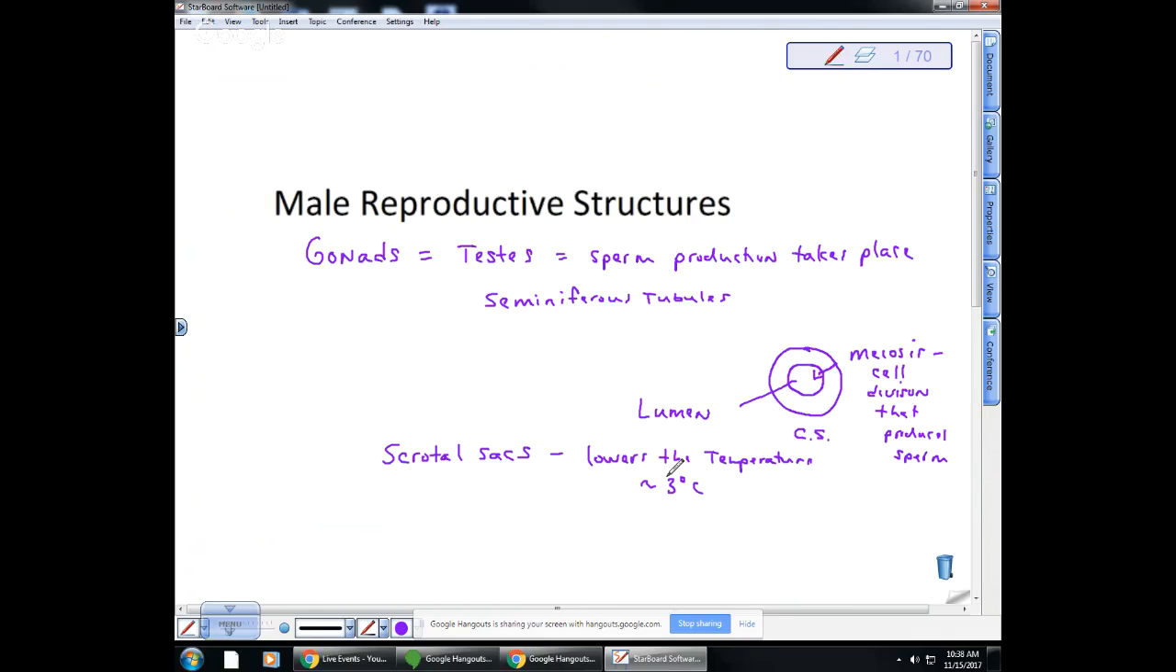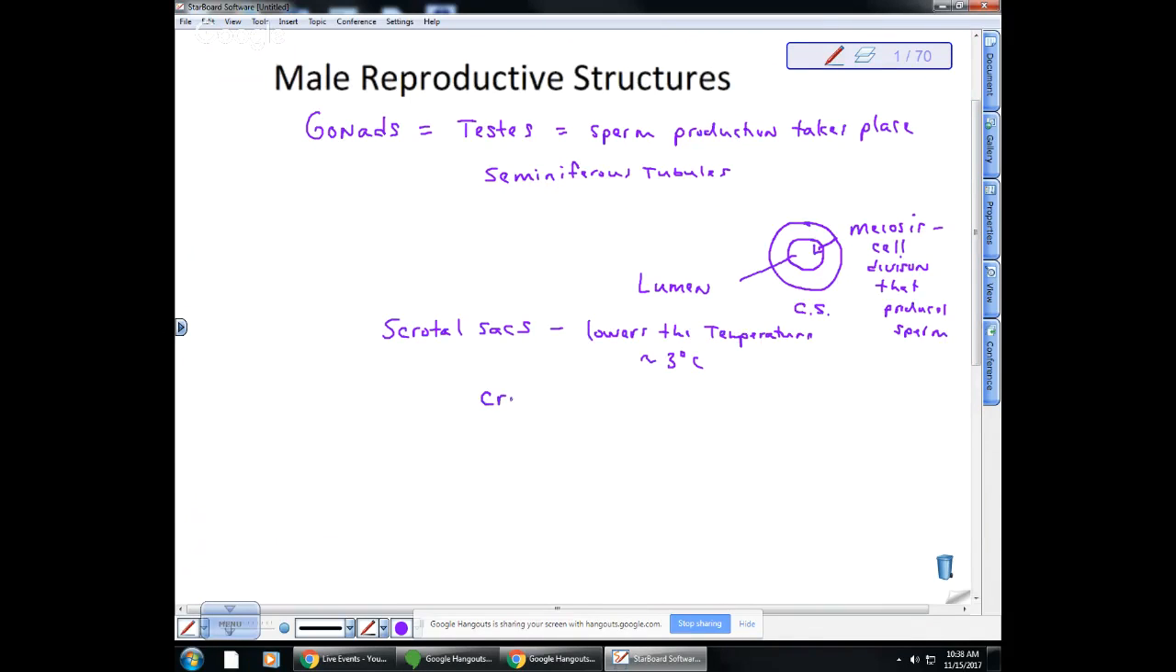We are endothermic, so we're warm-blooded, so we tend to have a warmer body temperature, but if you think about lizards, lizards can get really hot on a road. There's just something about sperm that requires a lower temperature to develop properly. And so we do have a mechanism to raise and lower the scrotal sacs depending upon temperature. So we have a mechanism for temperature regulation. And this is called the cremaster muscle.